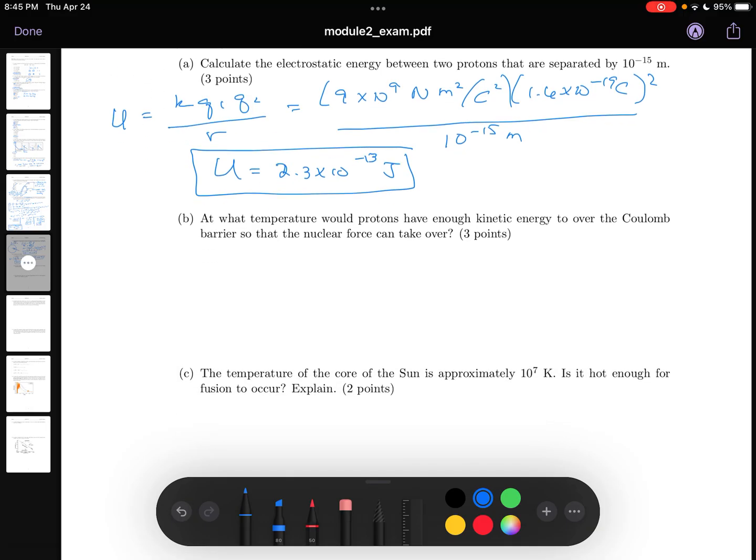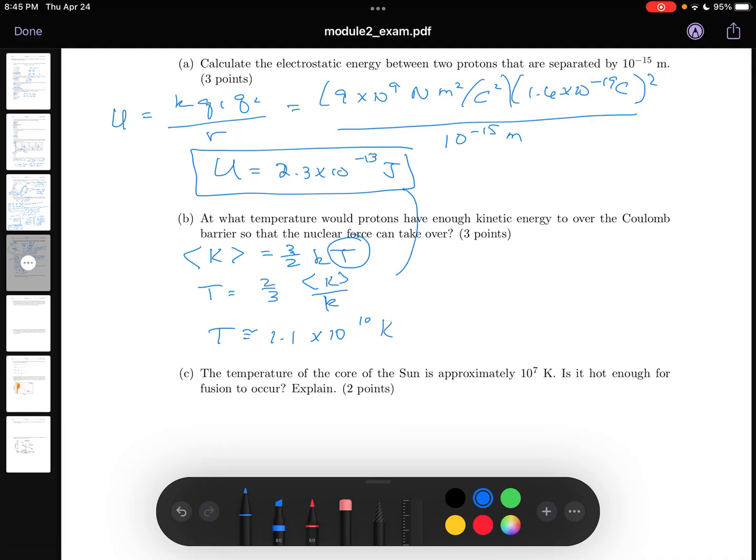At what temperature would protons have enough kinetic energy to overcome the Coulomb barrier so that the nuclear force can take over? So for this, we want to do average kinetic energy is 3/2 kT and solve for T. This is a different k, of course, but if we get T by itself, it's 2/3 K over little k. Okay, and if I plug that in, I get approximately 1.1 times 10 to the 10 Kelvin.